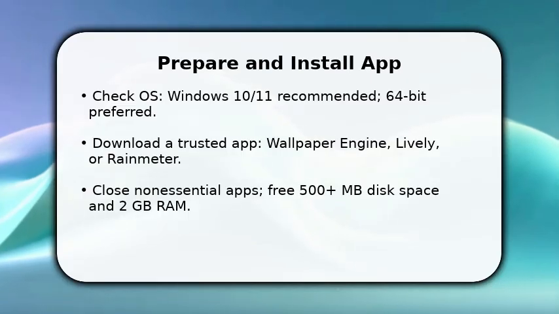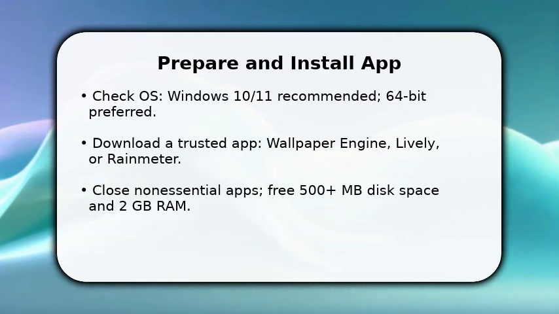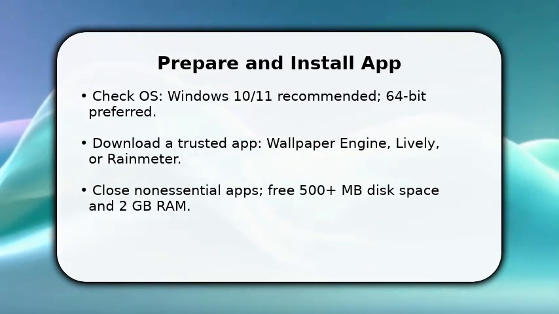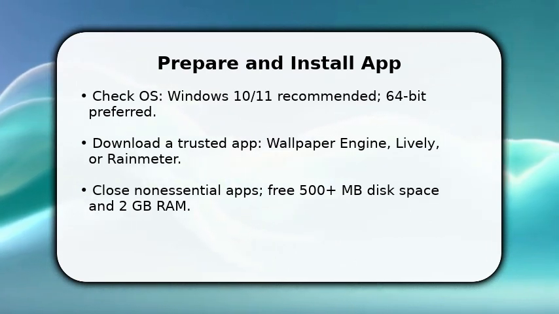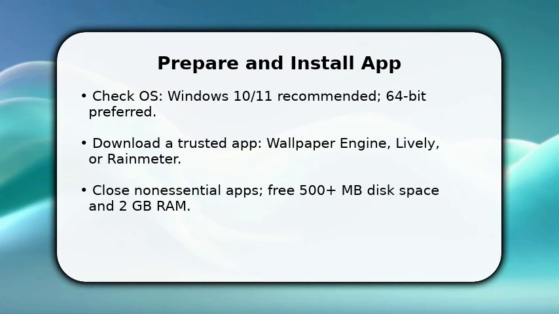You begin by confirming system compatibility and getting the right tool. Download and install Wallpaper Engine or Lively. Choose the version for Windows. Once done, run the installer as administrator so permissions are set correctly.